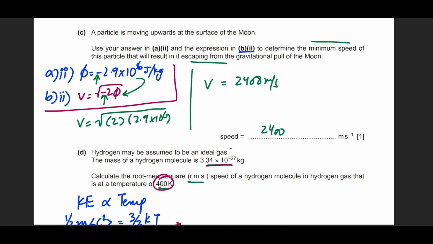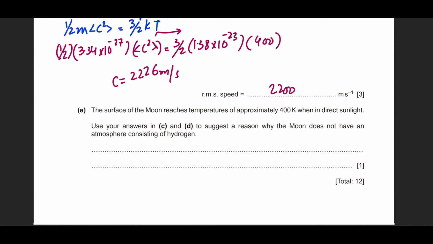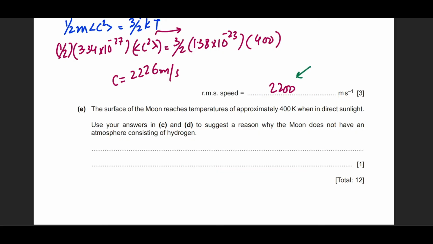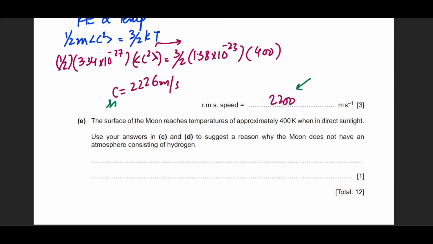The previous velocity we calculated was 2400. So this is the escape velocity, that an object must have this much velocity to escape the environment of the moon. The hydrogen gas that we found is moving at an average speed of 2200. That is why this is called an RMS speed, because this is an average speed. This is not representative of every single particle, which may be moving faster than this or less than this. It is just an average value.